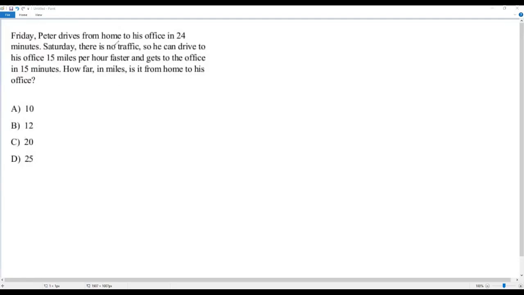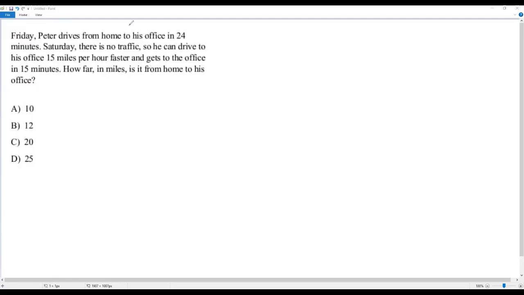Friday, Peter drives from home to his office in 24 minutes. Saturday, there is no traffic, so he can drive to his office 15 miles per hour faster and gets to the office in 15 minutes. How far in miles is it from home to his office? Using the given information, we have to find the distance from home to office.